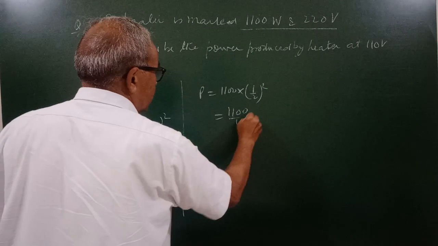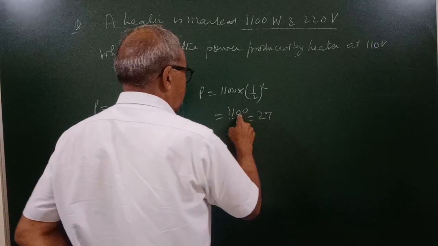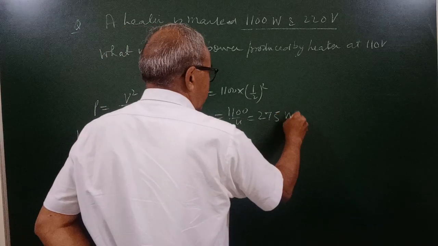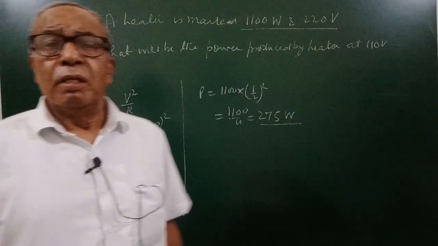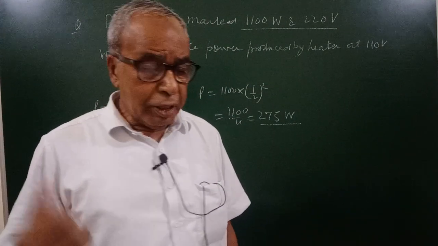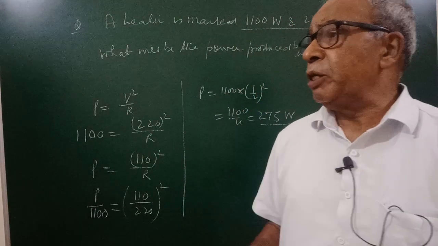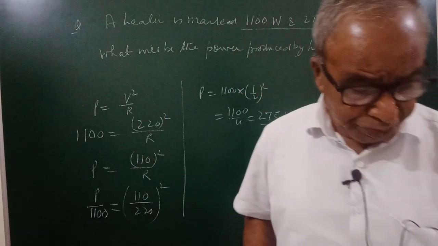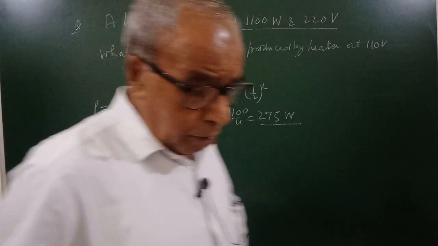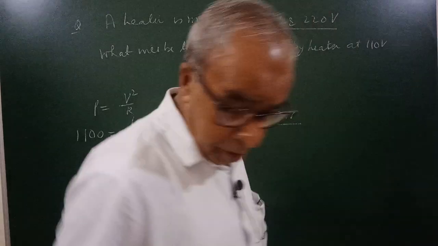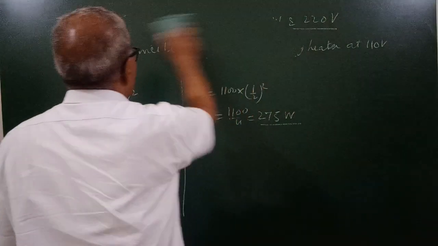1100 by 4 is 275 watt. The power becomes 1/4. So you have seen that when a voltage drop takes place and voltage becomes low, your fan and your bulb glow weaker. So this is another question, and these are simple questions which are asked in the board exam.